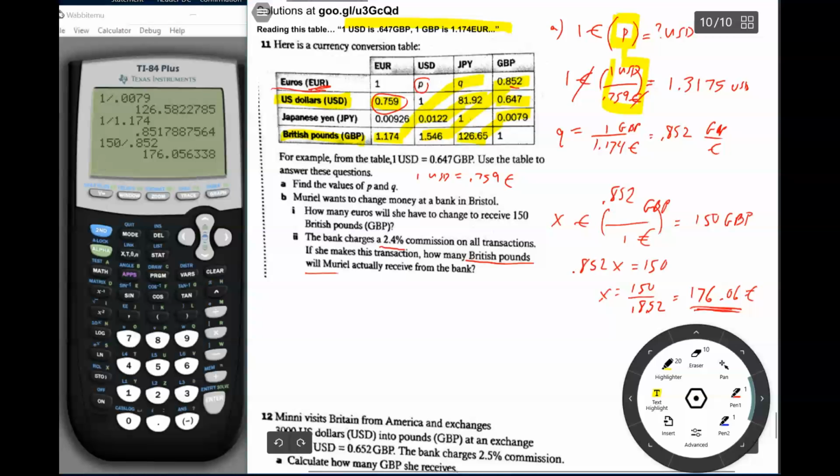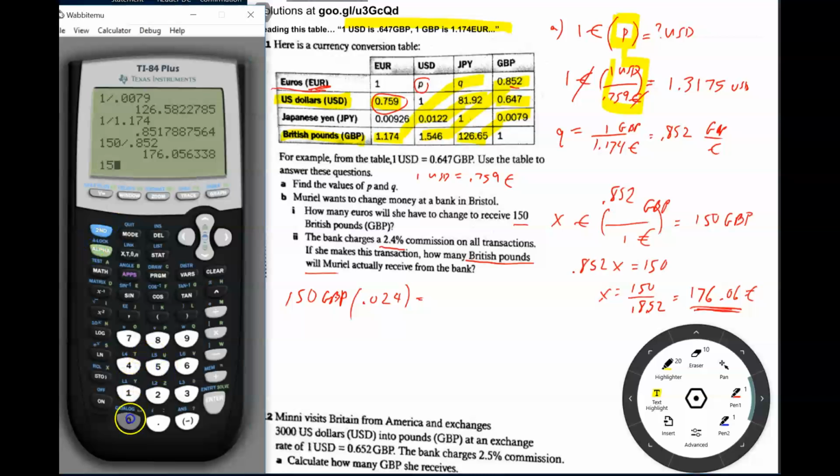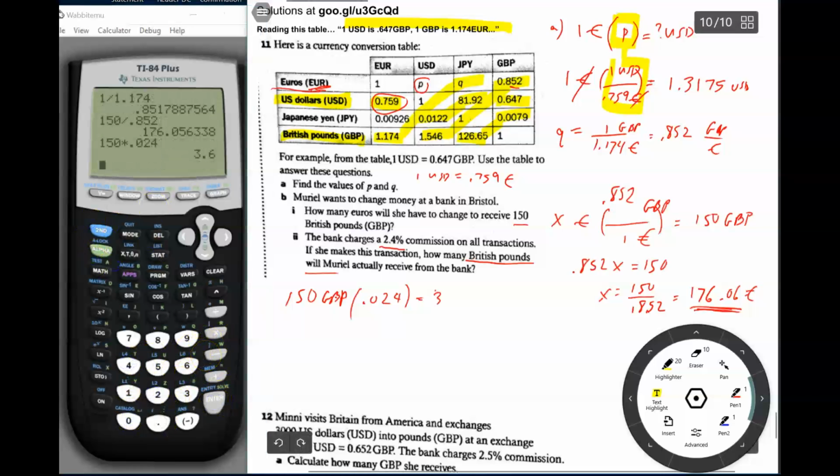Well, how much did she think she was going to get? She thought she was going to get 150. So instead of getting 150, she's going to subtract off the commission, which is 0.024, because 2.4% multiplied times 0.01 converts it into a decimal. Let's see, 150 times 0.024 is 3.6. So 3.6 GBP is the commission.